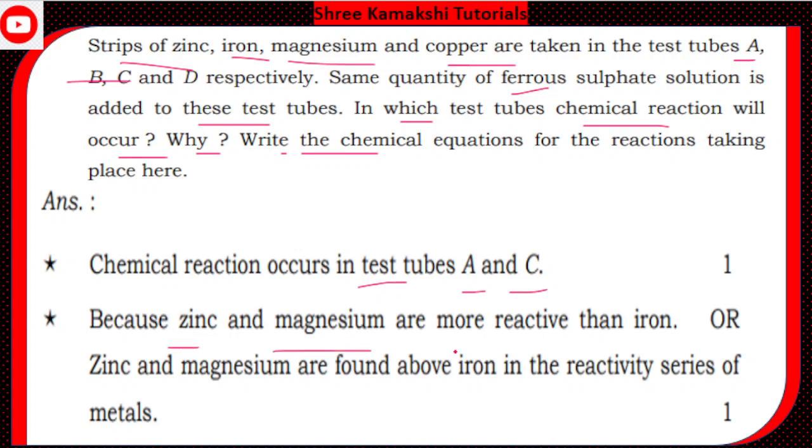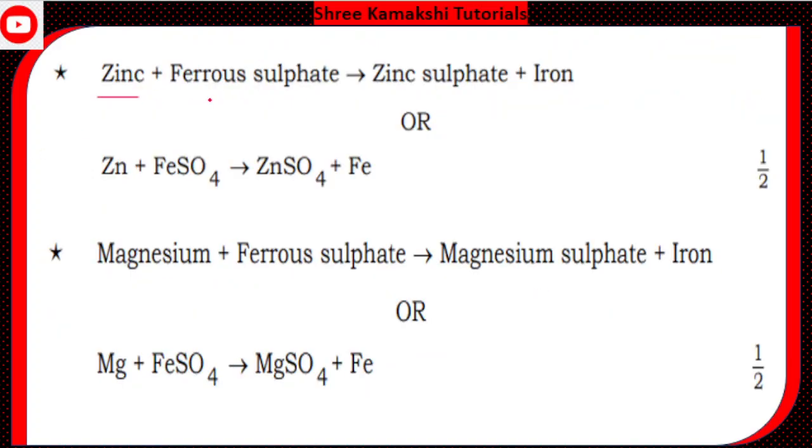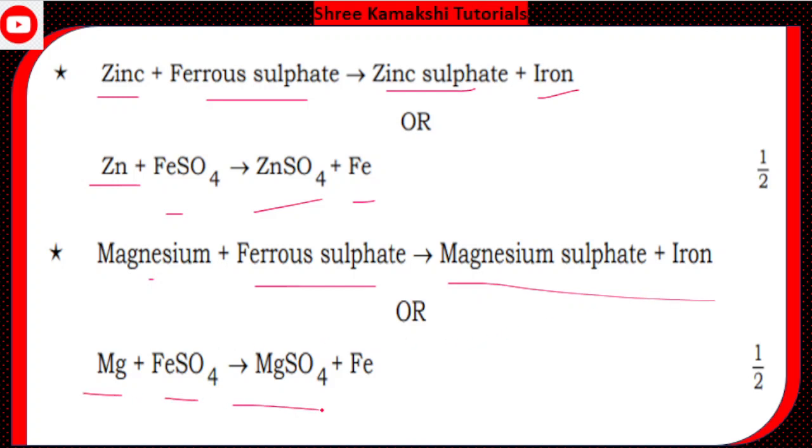Because zinc and magnesium are more reactive than iron, they are found above iron in the reactivity series of metals. That is, zinc plus ferrous sulfate gives zinc sulfate plus iron, or Zn plus FeSO4 gives ZnSO4 plus Fe. Magnesium plus ferrous sulfate gives magnesium sulfate plus iron. That is, Mg plus FeSO4 gives MgSO4 plus Fe is the answer.